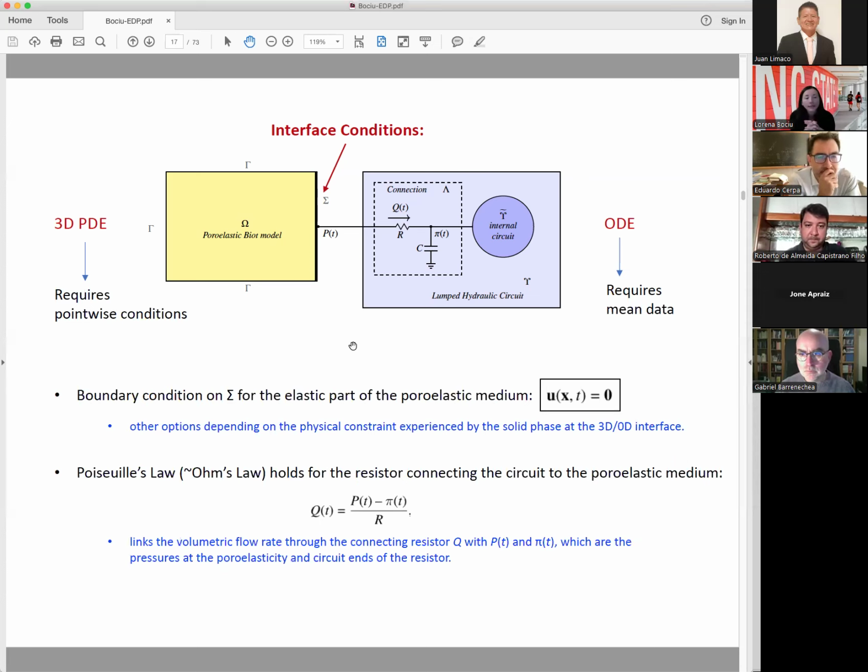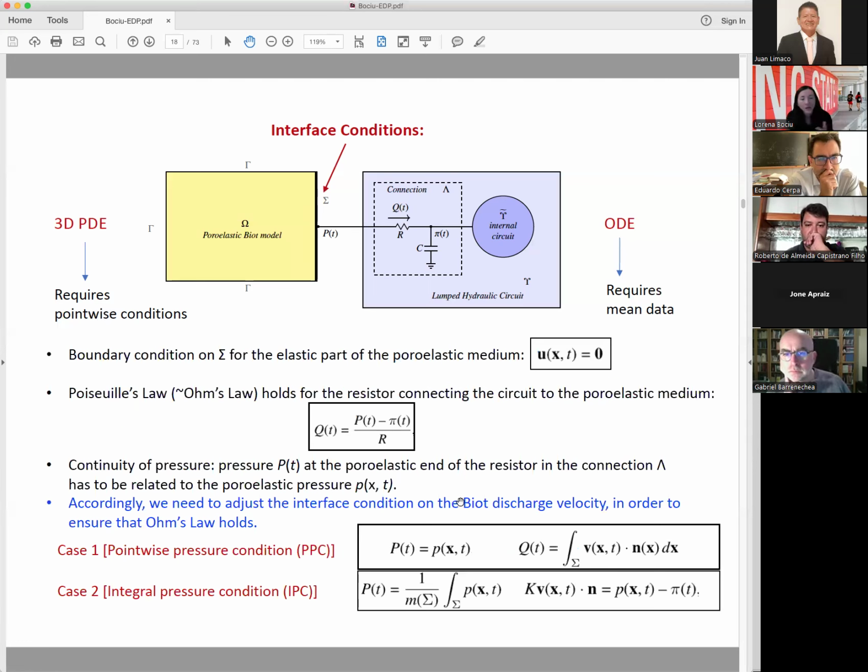Now, what we know is that Poiseuille's law, which is the analog of Ohm's law, has to hold for the resistor that connects the circuit to the BO model. So what that means is this flow rate Q has to be proportional to the difference between these pressures, right? The pressure on this side of the circuit, which is little pi, and the pressure that comes from BO, which we called capital P, right? So we know that this has to hold. Now, we also have to make sure continuity of pressure is maintained, right? Between the capital P here and also the BO pressure.